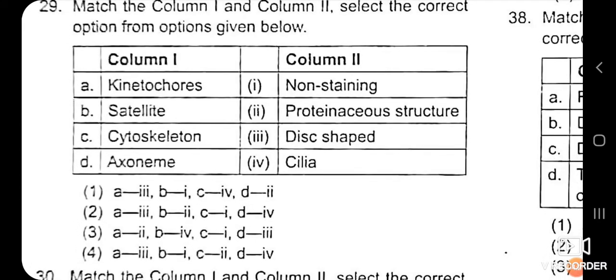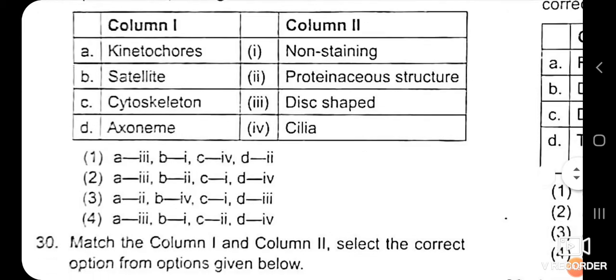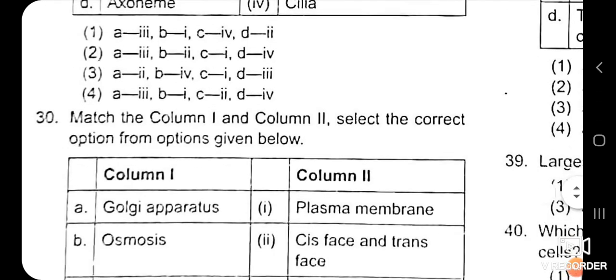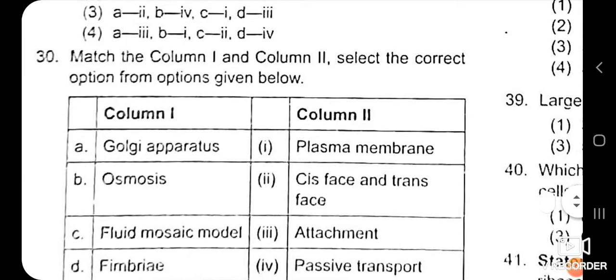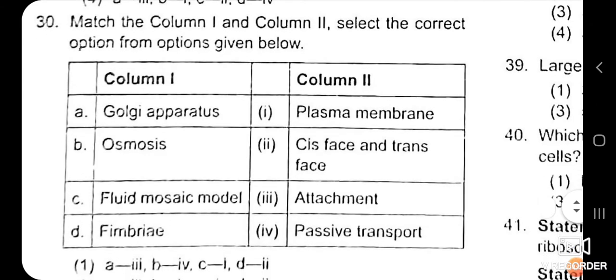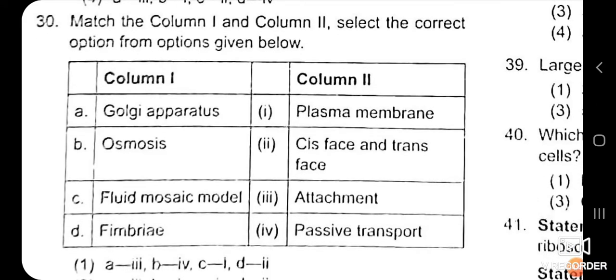Okay. Now the next question: again two columns are given. We have to select the correct option from the options given below. Here in column 1, Golgi apparatus, osmosis, fluid mosaic model and fimbriae are given. In column 2, plasma membrane, cis phase and trans phase, attachment and passive transport are given.